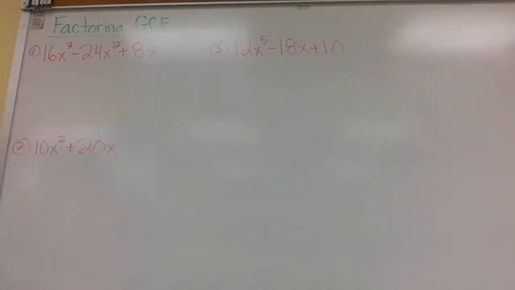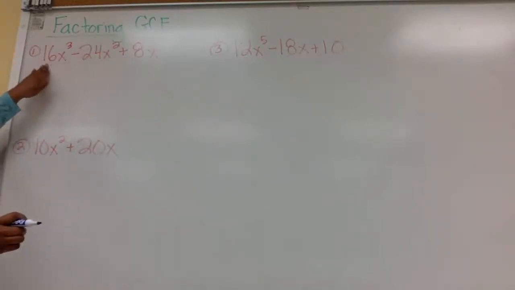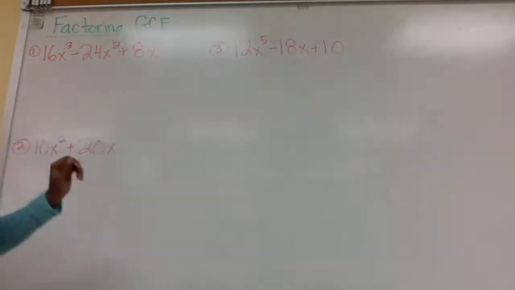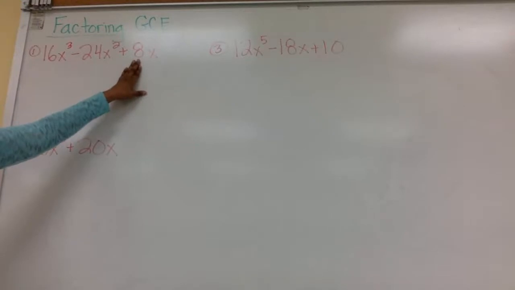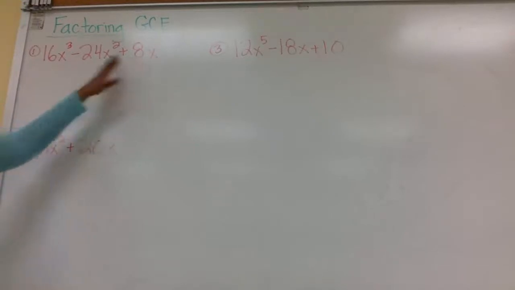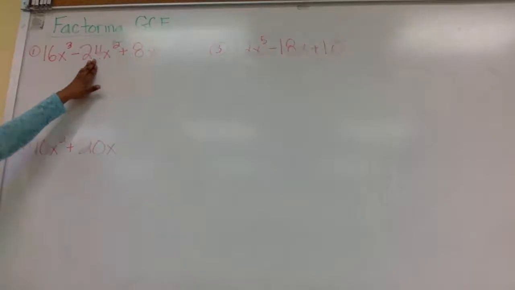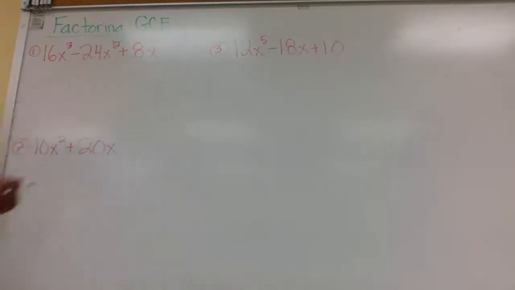All right, so let's start with the first one. I'm going to do 3 factor trees. If you are to the point where you know your multiples off the top of your head, you can look at each term and determine what number or variable they all share. But if you are not there, that is okay. We're going to do our factor trees. So this is 16x to the third minus 24x squared plus 8x.